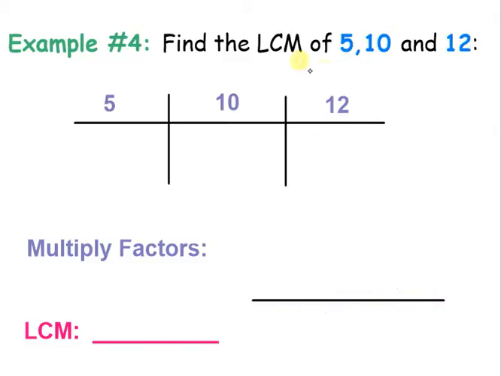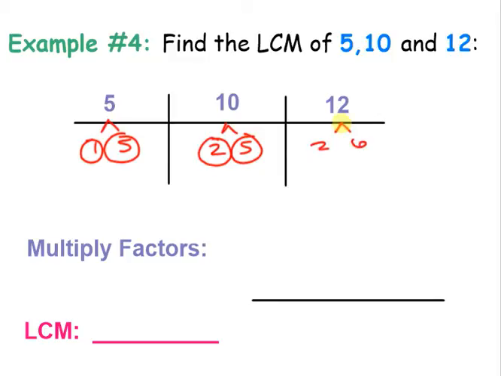Okay, let's look at another one with 3 numbers. So here I have 5, and so the prime factors for 5 are 1 and 5. I have 10, which is going to be 2 and 5. And then I have 12, which is 2 and 6. And then 6 breaks down to 2 and 3.